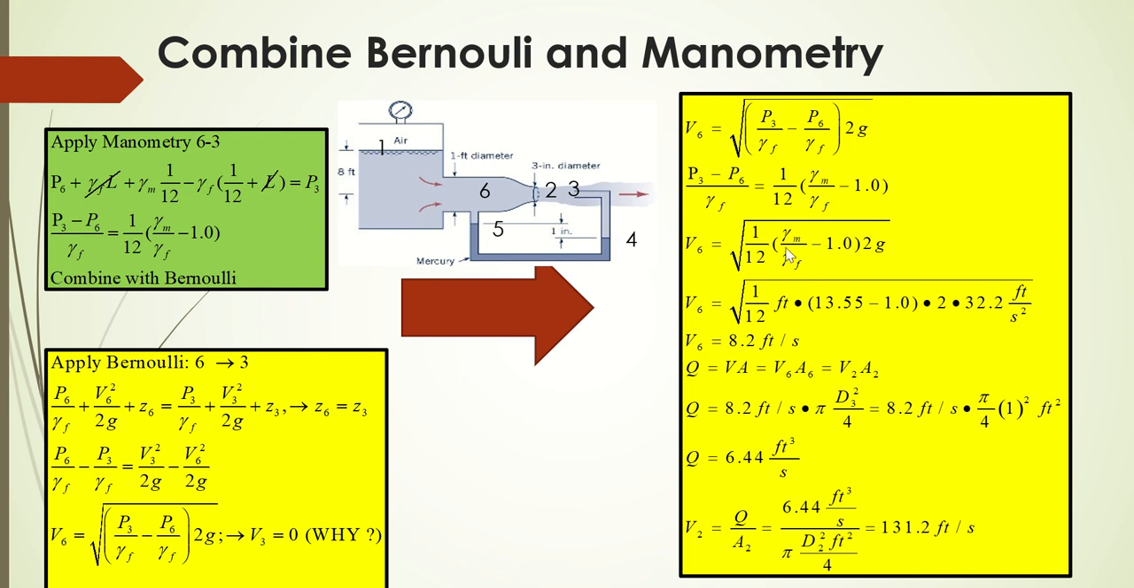I can plug in the value of the specific weight of the manometer fluid divided by the specific weight of the fluid. So I can plug that information in, and it gives me the value of V6. V6 is equal to 8.2 feet per second. And so once I know V6, I know my diameter. So the volume flow rate, of course, Q is equal to V times A. And so I know that Q is equal to V6 A6, which is equal to V2 A2.